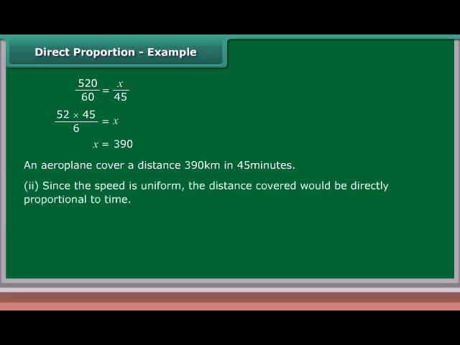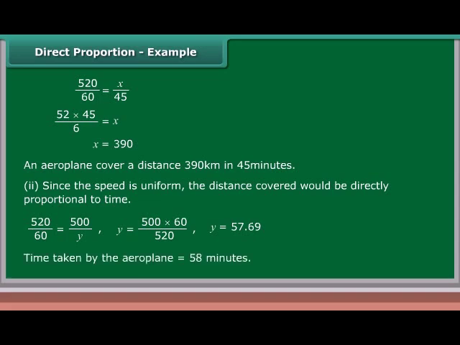Since the speed is uniform, the distance covered would be directly proportional to the time. 520 upon 60 is equal to 500 upon y. So y is equal to 500 into 60 upon 520. y is equal to 57.69. Time taken by the aeroplane is equal to 58 minutes.